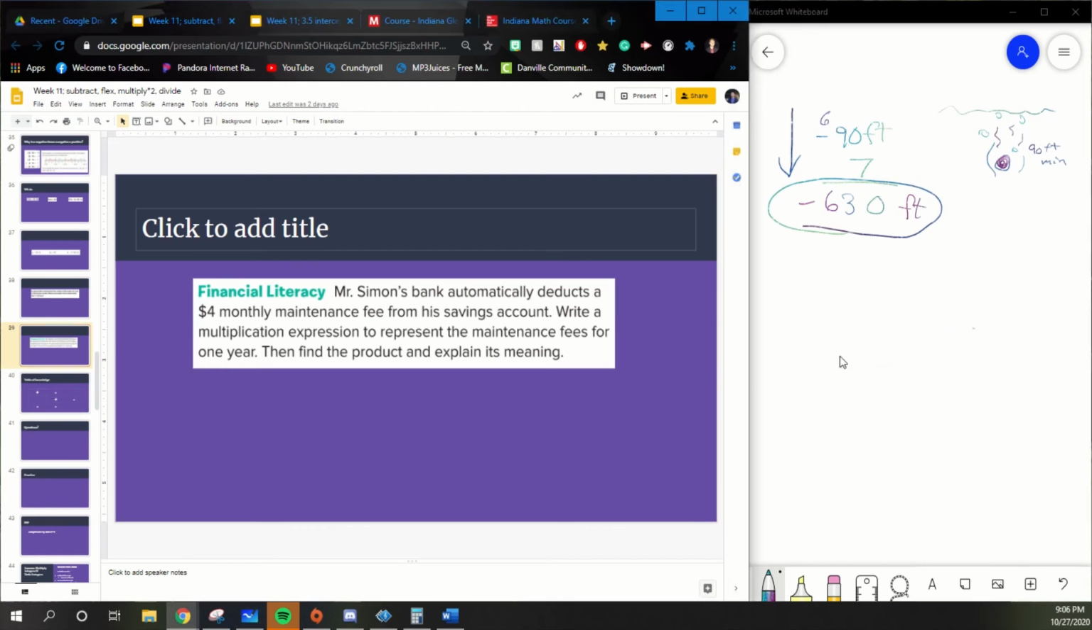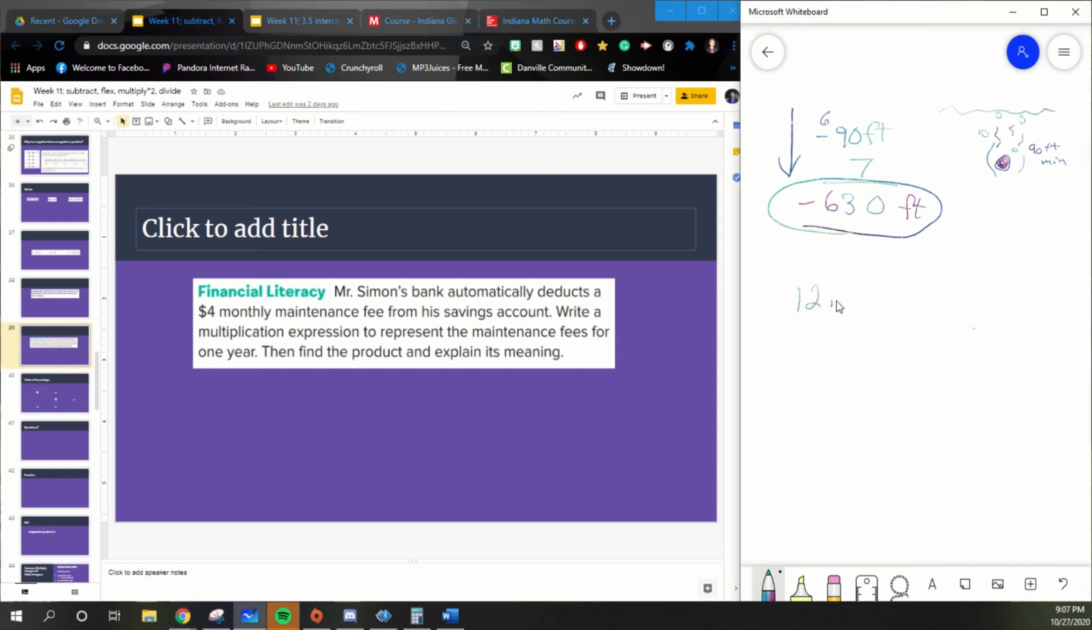Mr. Simon's bank account automatically deducts a $4 monthly maintenance fee from his savings account. Write a multiplication expression to represent the maintenance fees for 1 year. Well, I know that there's 12 months in 1 year. Find the product and explain its meaning. So how much is it taking out of his account every month? Well, it's taking out $4. So he's not gaining $4, he's losing $4. So that's minus 4. So I need to multiply minus 4 times 12, which is a negative 48.